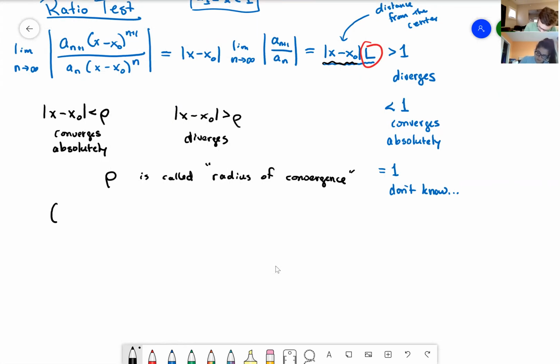So we go from x0 minus rho. So we go to the left by rho, and then we go to the right by rho. And this is called our interval of convergence. And this is just a way of putting the center and the radius together in a single notation. We're just stating whatever we already know, but in a different form. So there's nothing new added, just a different way of writing.